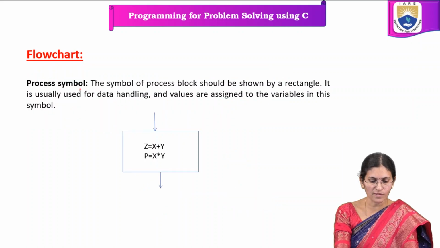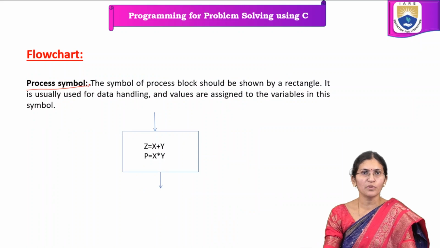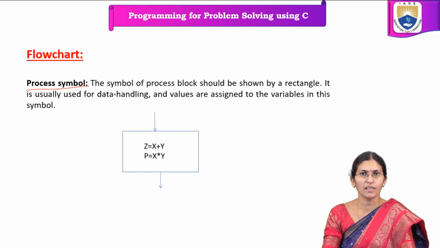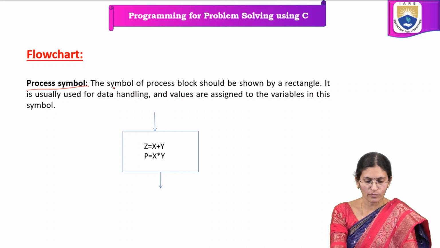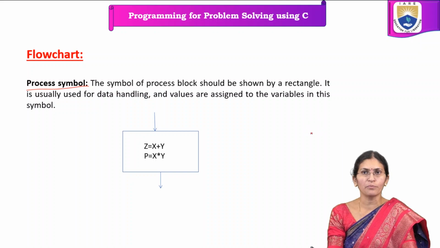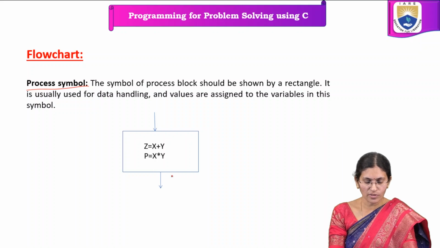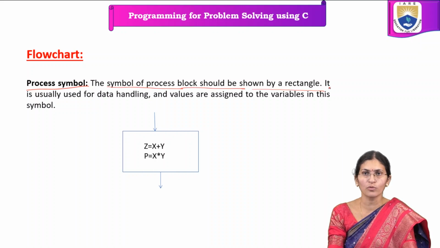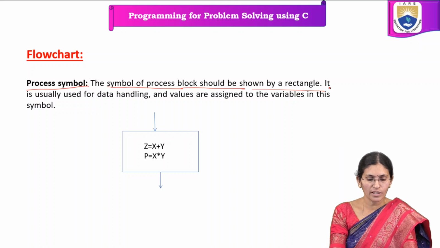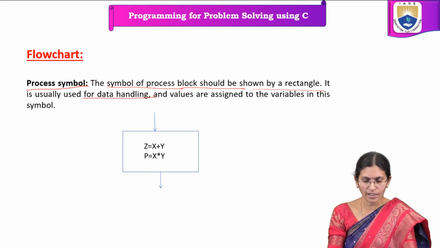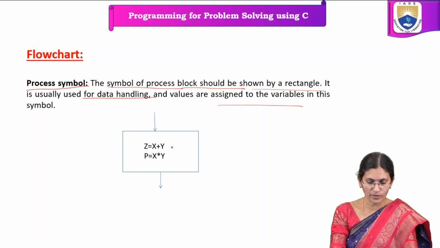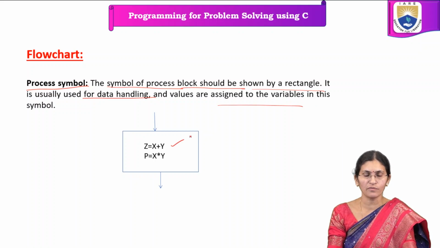The next symbol is the process symbol, or you can say the computational symbol. Whenever in the algorithm or problem solving we need computation, or we need to compute some values, then we can use this rectangle block. The symbol of the process block should be shown by a rectangle. It is used mainly for data handling, and values are assigned to the variables in this symbol. For example, you need to compute the value of z here based upon the values of x and y.